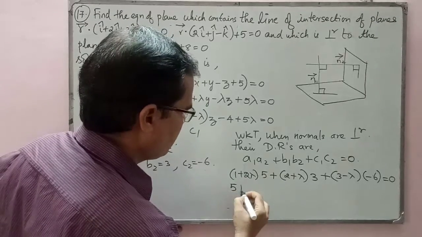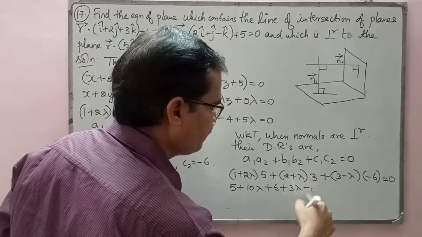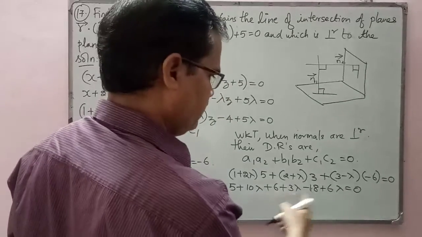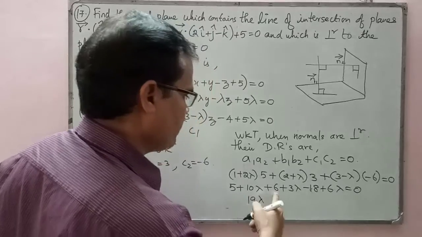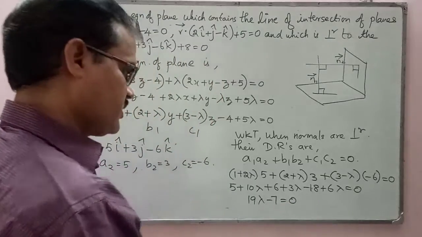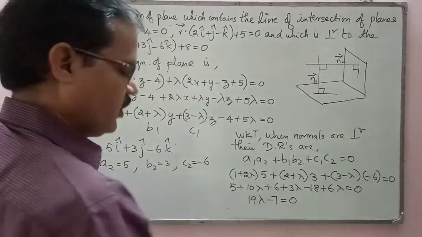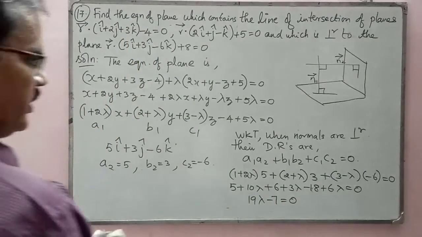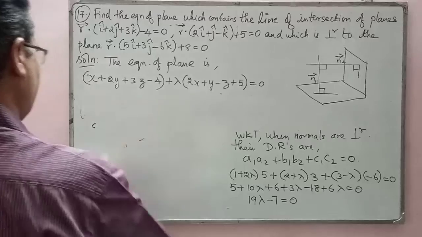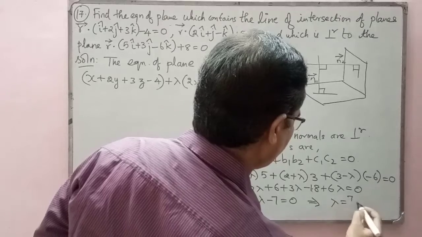5 plus 10 lambda plus 6 plus 3 lambda minus 18 plus 6 lambda equals 0. 10 plus 3, 13 plus 6, 19. So 19 lambda. 5 plus 6, 11. 11 minus 18 is minus 7 equals 0. Once again, we'll check, children. 5 plus 6, 11. 11 minus 18, so minus 7. 19 lambda. Now we'll continue. Lambda equals 7 over 19.